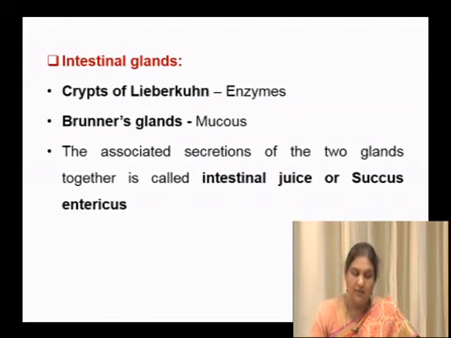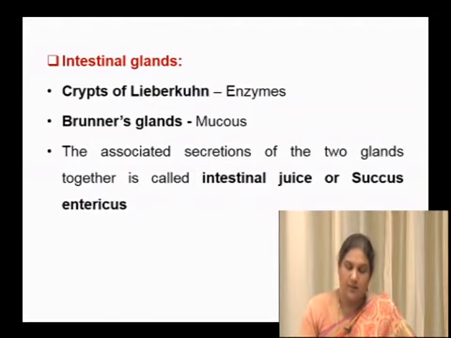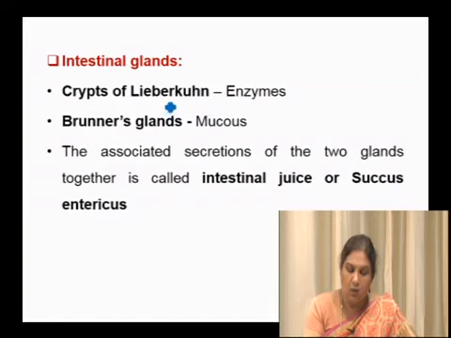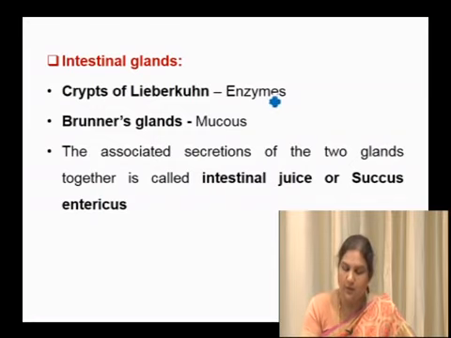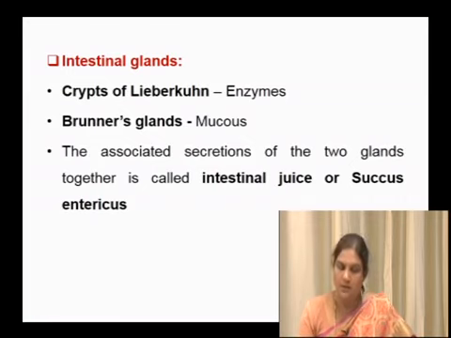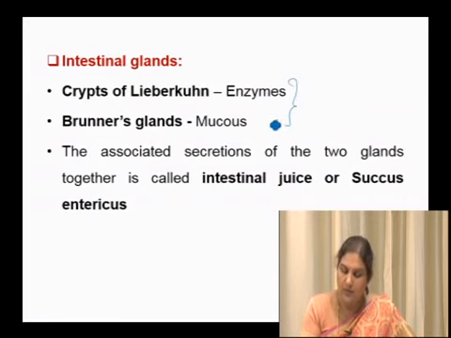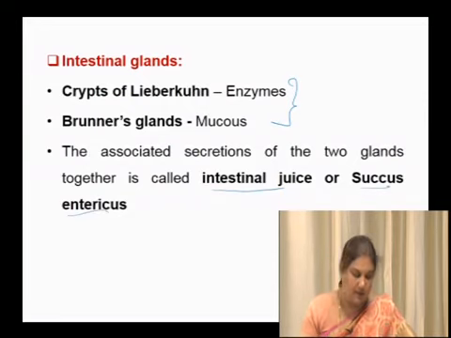Later, we have the intestinal glands. The intestinal glands are constituted by crypts of Lieberkühn and Brunner's glands. The crypts of Lieberkühn secrete the enzymes. Brunner's glands secrete mucus. Both together, you call that the intestinal juice or succus entericus.